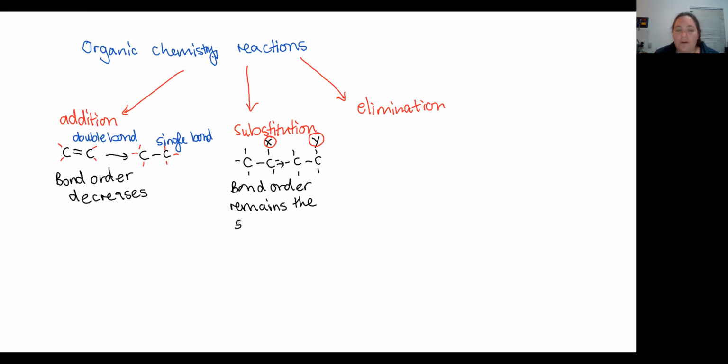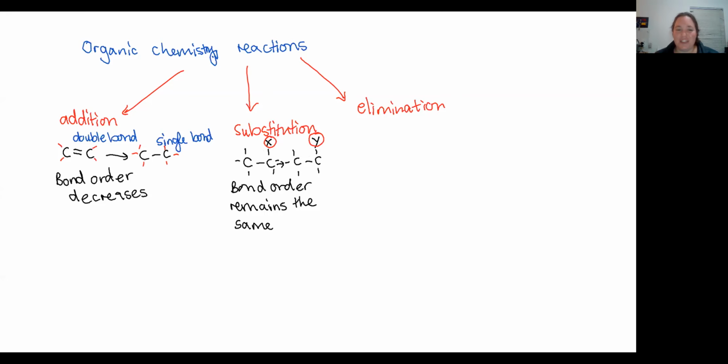And very importantly, when we're doing a substitution, the bond order remains the same, and usually, at least in the reactions that you work with, you must go from a single bond to a single bond. So when we do a substitution, it's very important that we usually have single bonds on both of the molecules, because if you had a double bond, you'd rather add in than swap one thing out for another.